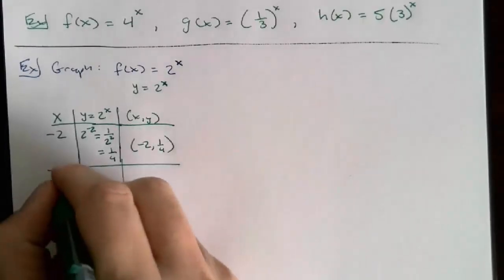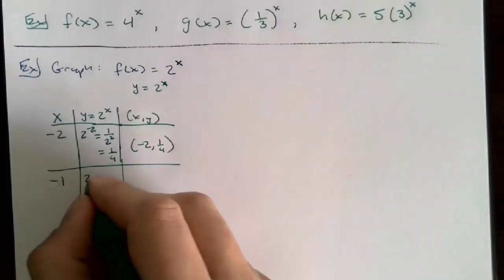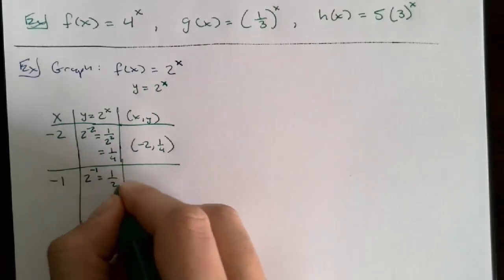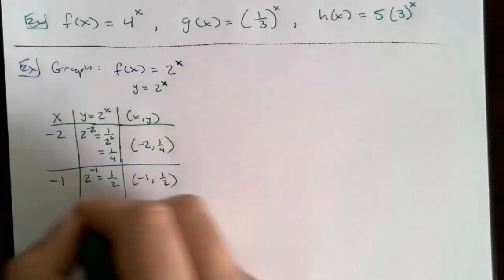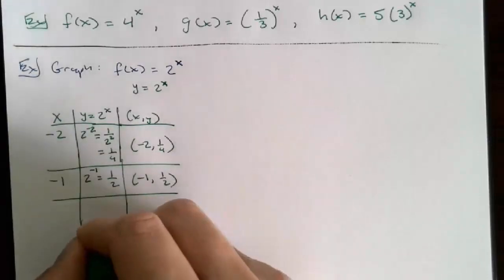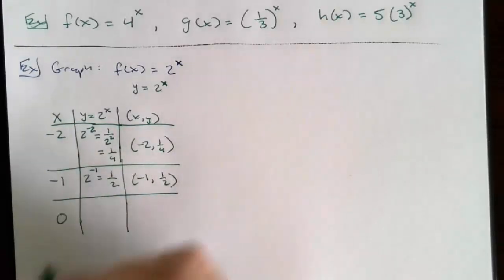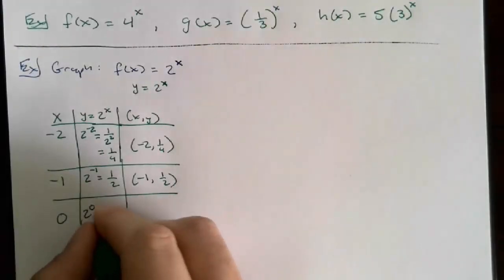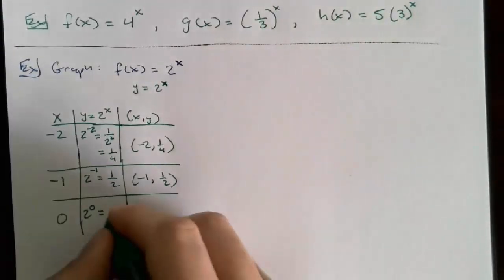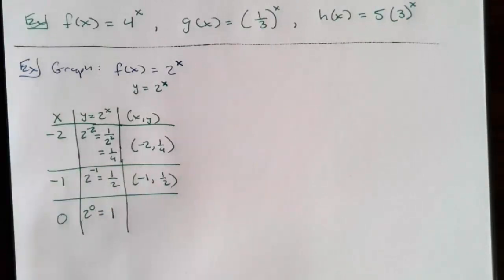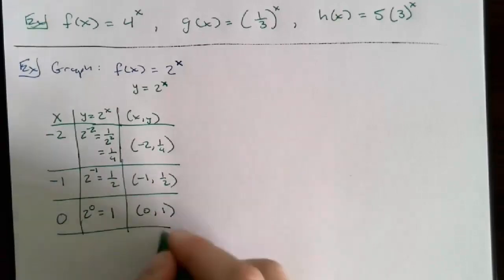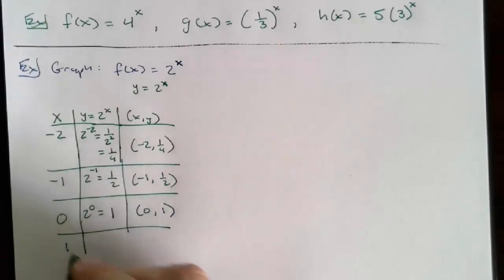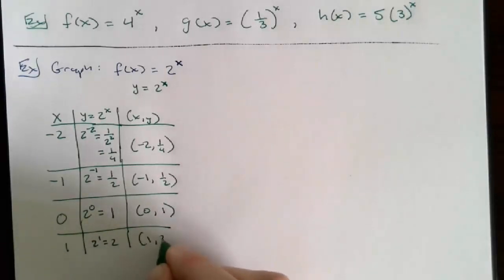In a similar way, if I said x is -1, then we'd have 2 to the -1 power. Well, that's 1 over 2, which is 1/2. So this would be -1, 1/2 is on our graph. The next one we would look at, let's say x equals 0, 2 to the 0 power. Remember, anything to the 0 power is always 1, so this would be equal to 1. So we have the ordered pair 0, 1. And then we'll sub in just a few more. If I said x equals 1, then we'd have 2 to the 1, which equals 2. So we have the point 1, 2.